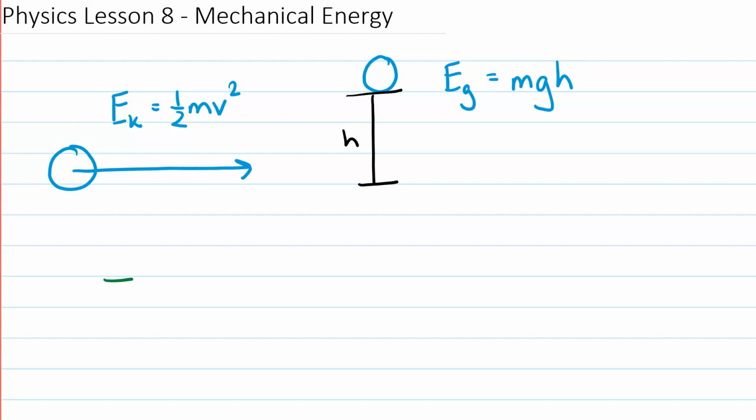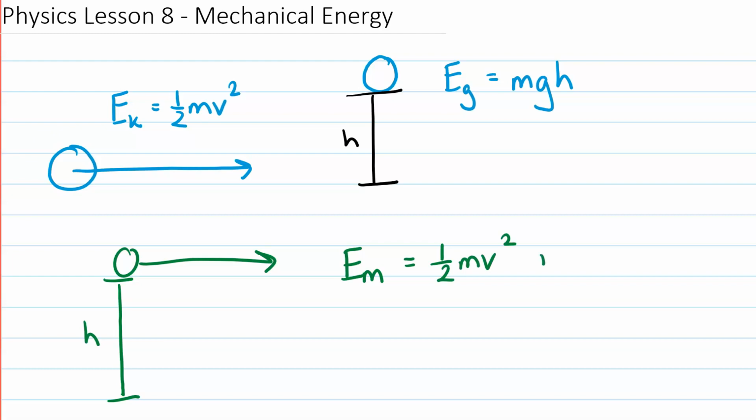But what happens if the ball is at a certain height and the ball is moving? So the ball's in the air and it's moving. Well, then it has both energies. It has gravitational potential energy from being above the surface and has kinetic energy because it's moving. We say the total energy of the object is EM, and I'll explain that in a second. So EM equals both energies, the kinetic energy from the movement, 1/2 mv squared, plus the gravitational potential energy from being above a surface.